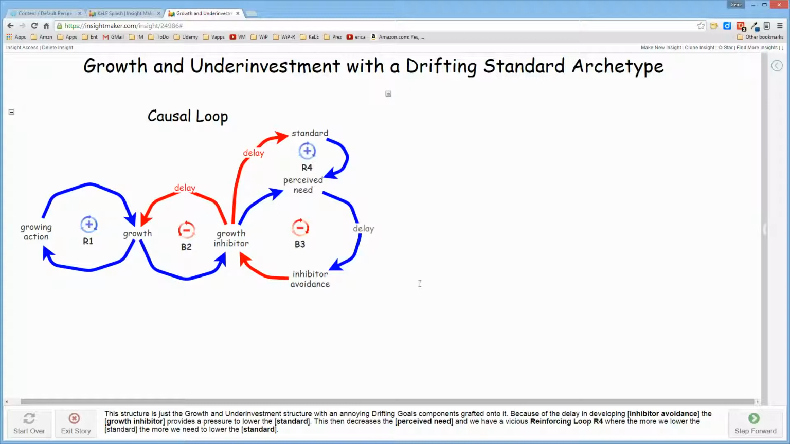What happens is if you decrease the standard, it simply ensures that you will end up decreasing the standard more and more, and the end result will be pretty much abysmal.